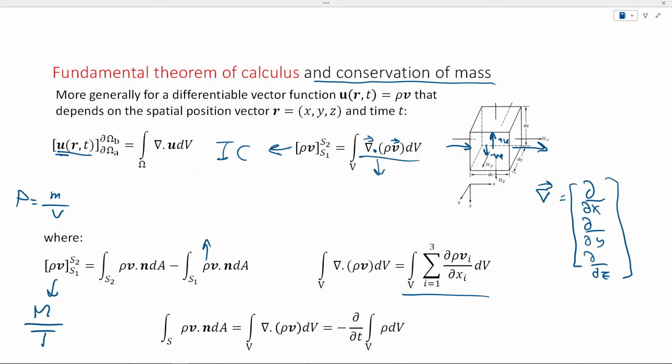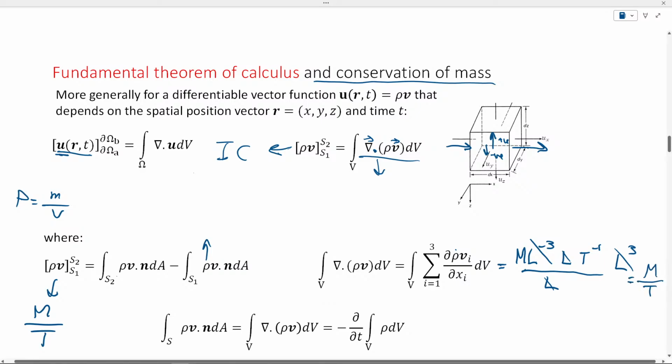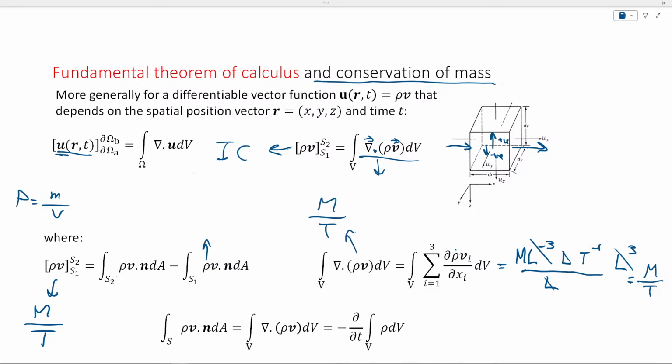And let's check the unit of this scalar here. Let me write it down here. The unit of this guy, that would be rho, that is mass over volume, L minus 3. V, that is length over time, divided by x, that is length, and dV, that is L cube. So this guy will go away with this guy and with this guy, so I end up with mass over time. Same as here. So you see, this guy also is a change of mass with time.